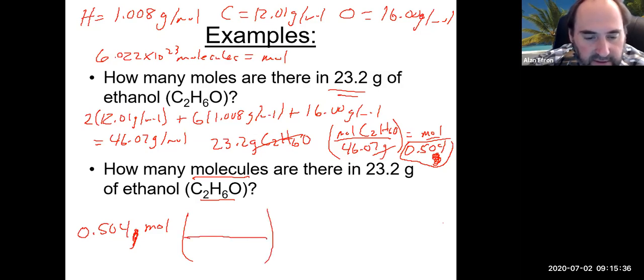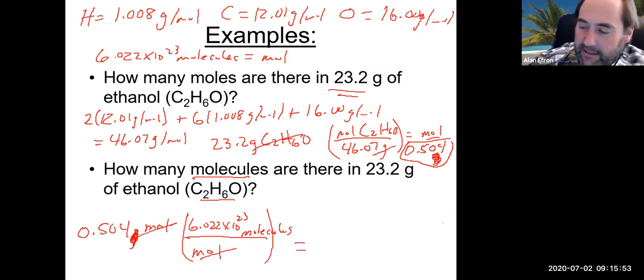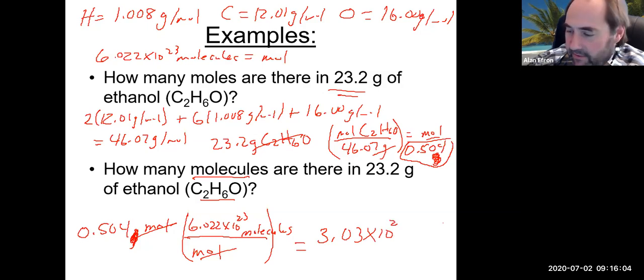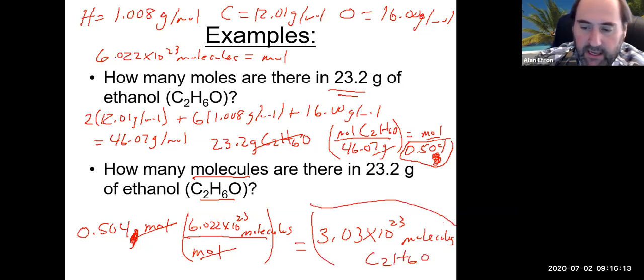And we're going to use Avogadro's number here. Again, we want the moles to cancel now that we got the right units there. 6.022 times 10 to 23. Again, these are now going to become molecules because we're dealing with a molecule. Moles will cancel. We're going to multiply and make sure that we use our exponent button. 6.022 exponent button 23 gives us 3.03 times 10 to the 23 molecules of our C2H6O in this case. Any questions on any of those there?